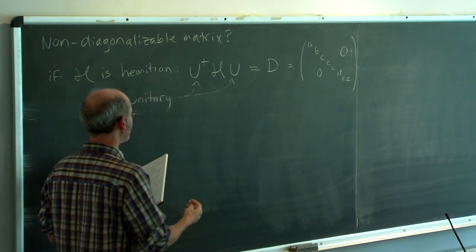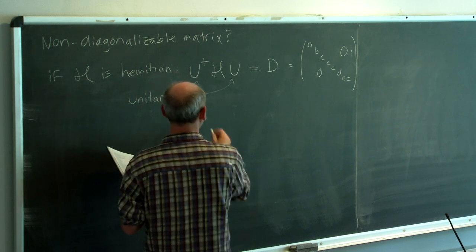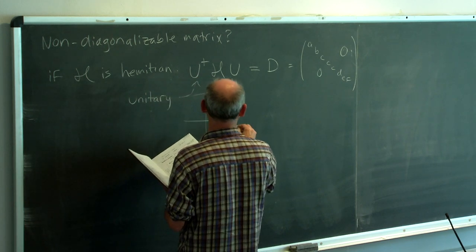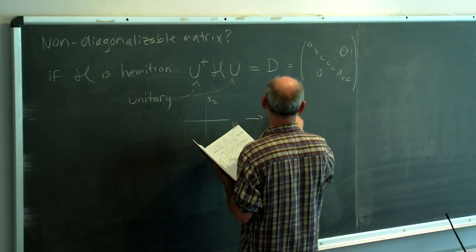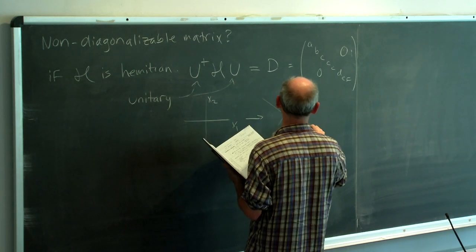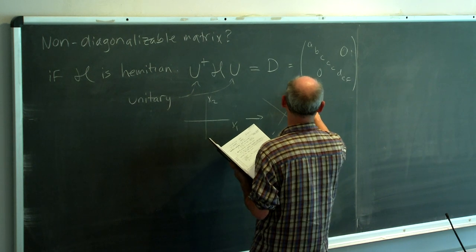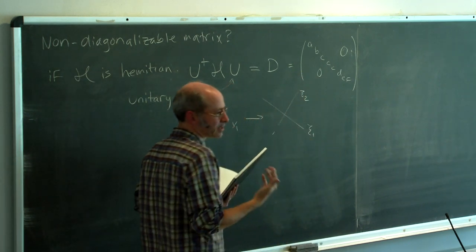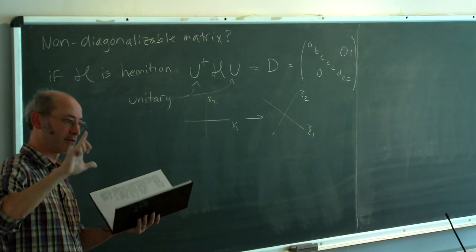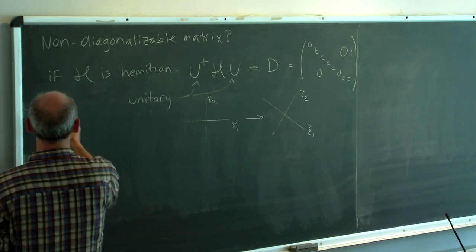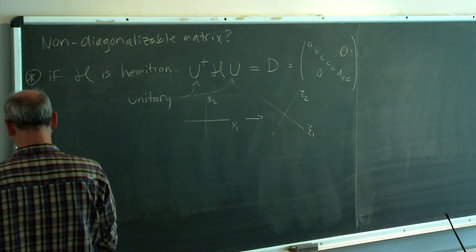Okay. What is a unitary matrix? It's one that just takes one coordinate system and turns it into a coordinate system which is just rotated by some angle. It's a way to define a new coordinate system, which isn't stretched at all, just rotated. Okay, so this is hopefully something that you heard at some point.